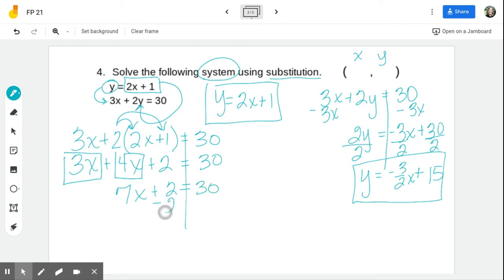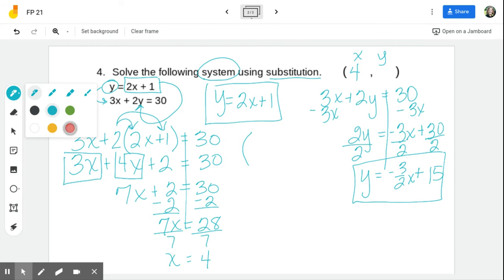We can use inverse operations and subtract 2 from both sides. So 7x is equal to 28. And divide by 7, x is equal to 4. Well, notice what we found when we graphed. X is equal to 4. Do you see the 4 right here? X is equal to 4. So we have part of our solution. Actually, it's over here. X is equal to 4.